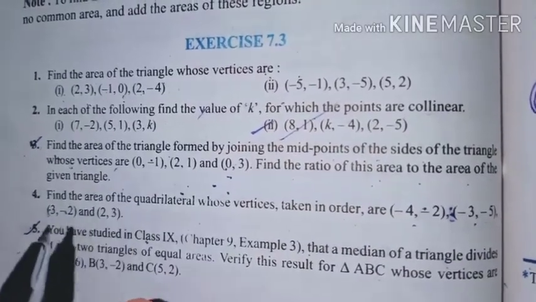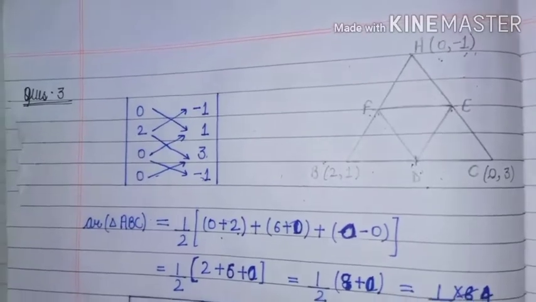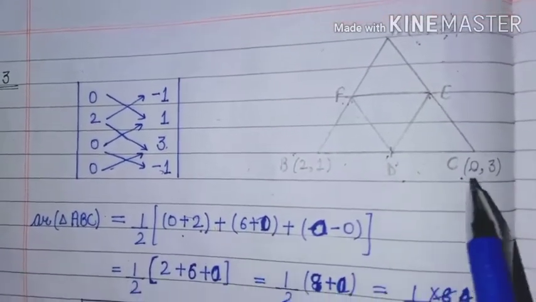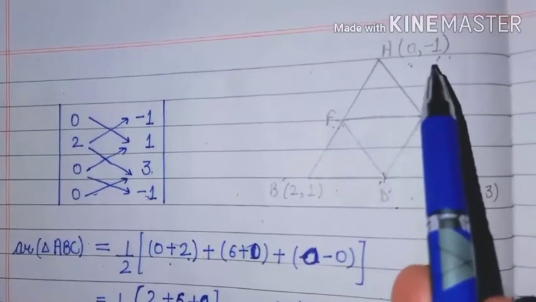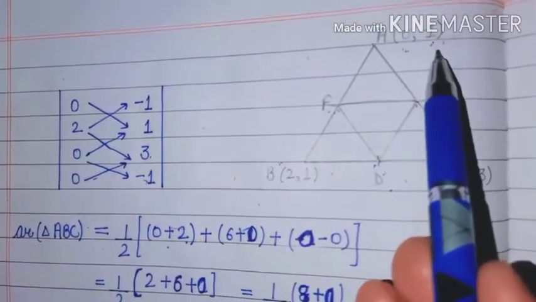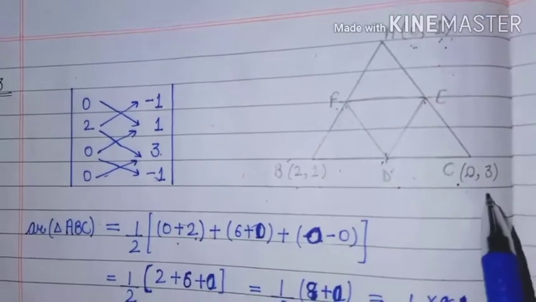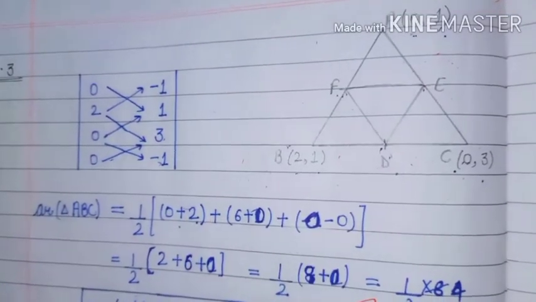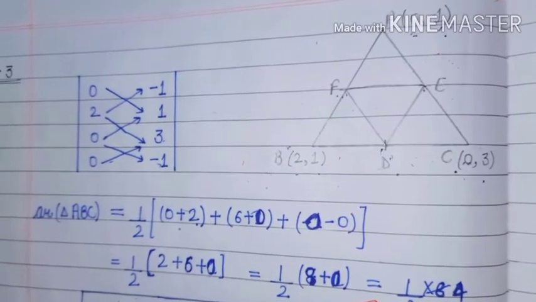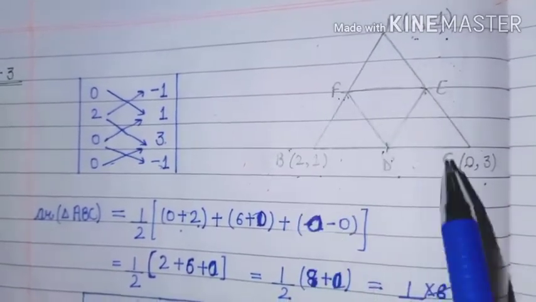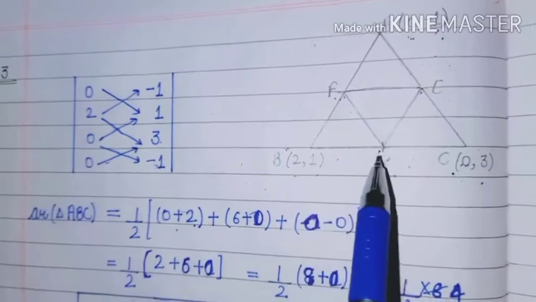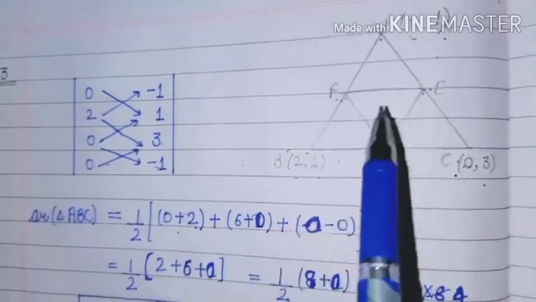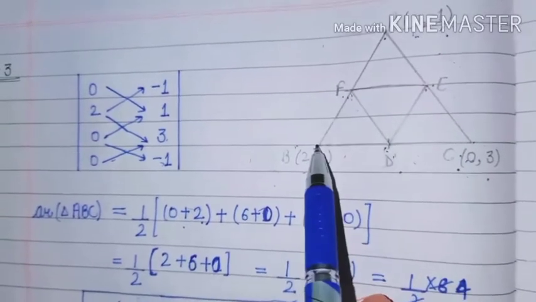Now the solution is, yes beta, according to the question, ABC is a given triangle and the coordinates of the vertices are (0, -1), (2, 1) and (0, 3). Now beta, we will make a new triangle which is formed by joining the midpoints of the given triangle. Okay, so D is the midpoint of side BC, E is the midpoint of side AC and F is the midpoint of side AB.